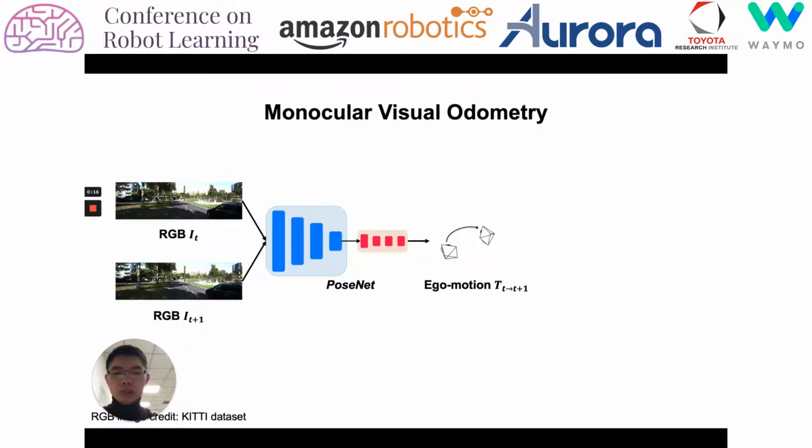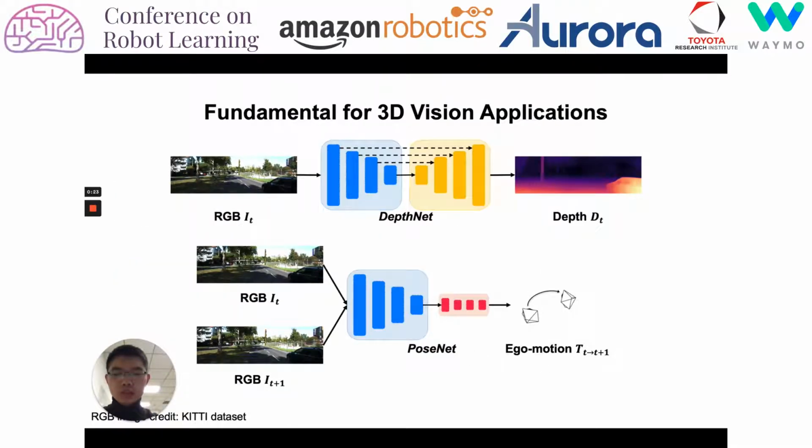For visual odometry, we want to estimate the motion of the camera between two frames, and then we can get the full trajectory. They play important roles in 3D vision applications, especially for robotics, autonomous driving, and AR.